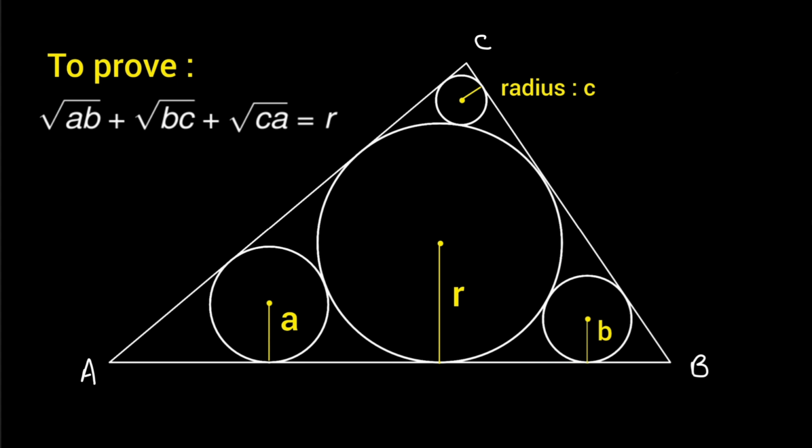Now because of this arrangement there is a beautiful relation between the radius of the circles. So if the radius of these 3 corner circles are taken as A, B and C and the radius of the middle circle as R, then the relation is square root of AB plus square root of BC plus square root of CA equals R.